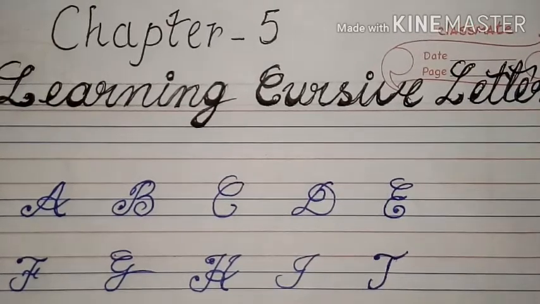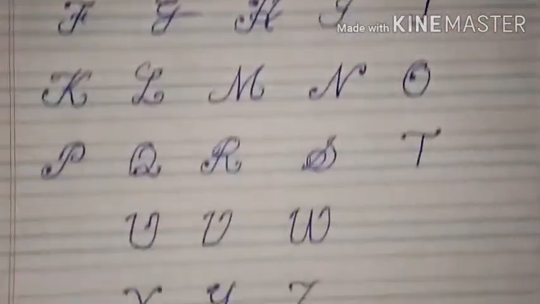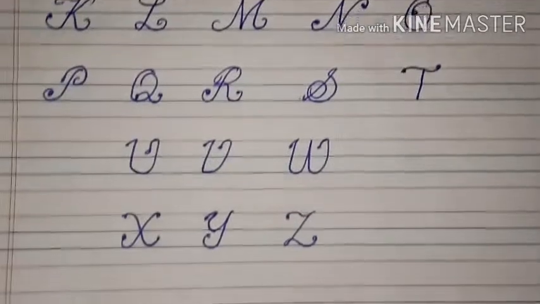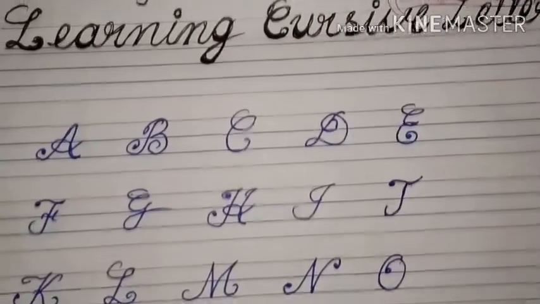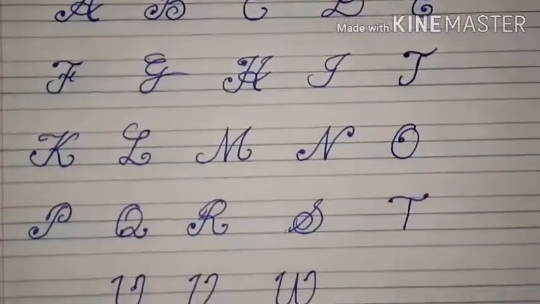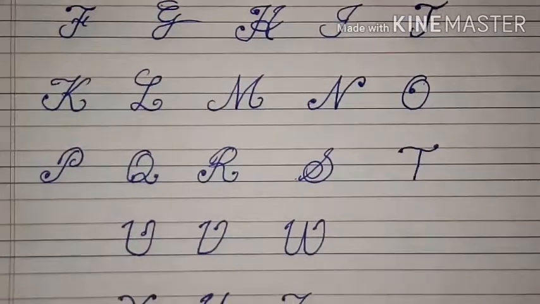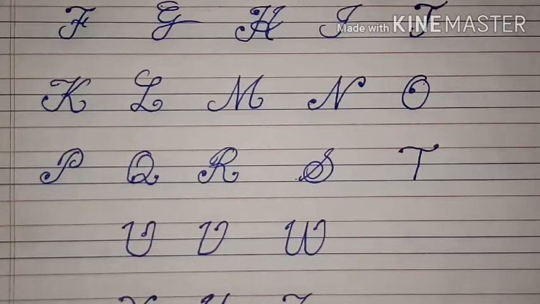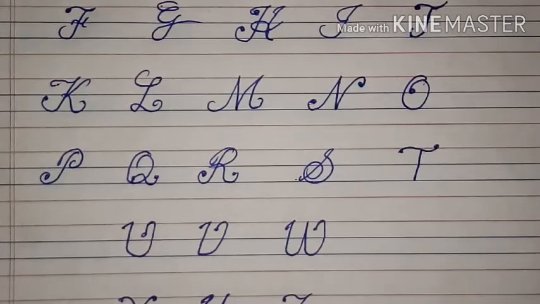So let us consider all the letters from A to Z. Here I have written all the letters from A to Z. See all of you. And here we practice all these letters stroke by stroke, but not as individual letters. We have to divide each and every letter into strokes. While writing cursive capital letters, we should always remember that they must be only written in upper zone and middle zone. They should not come down to the lower zone. Please do remember this. So let us start with the letter A.